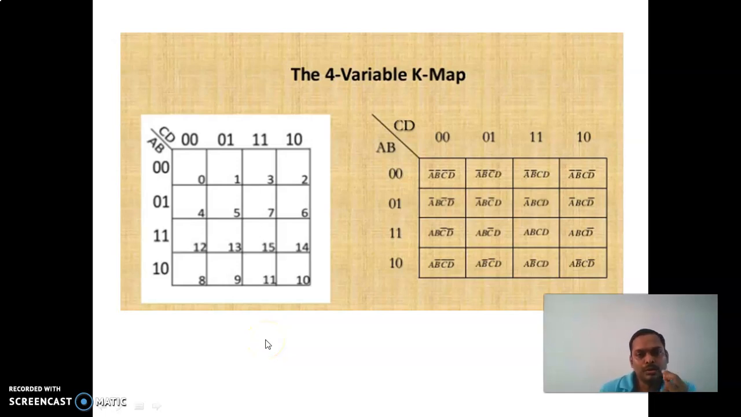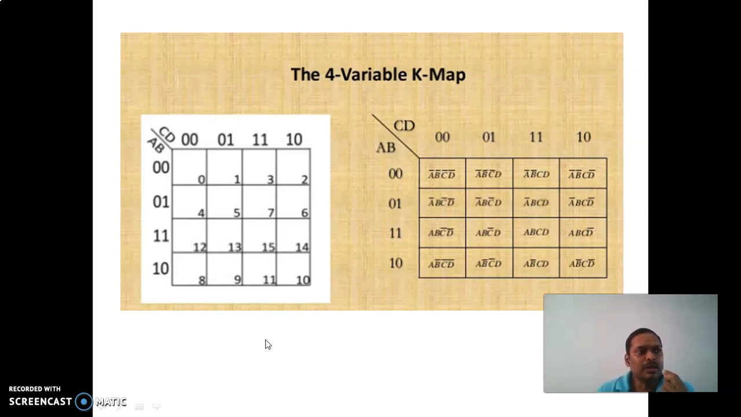Hi everyone. In this video, I'm going to explain what is a K-map. A K-map gives a systematic approach for simplifying any Boolean expression. The basis of the method is a graphical chart known as the K-map, and it contains boxes called cells.